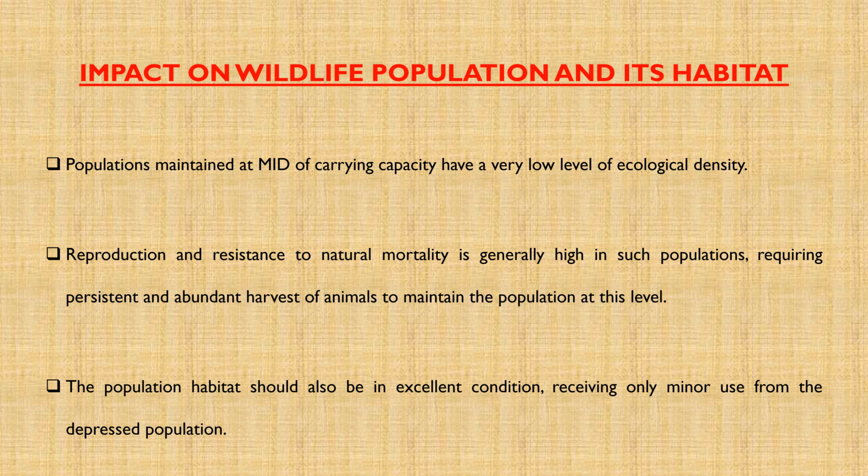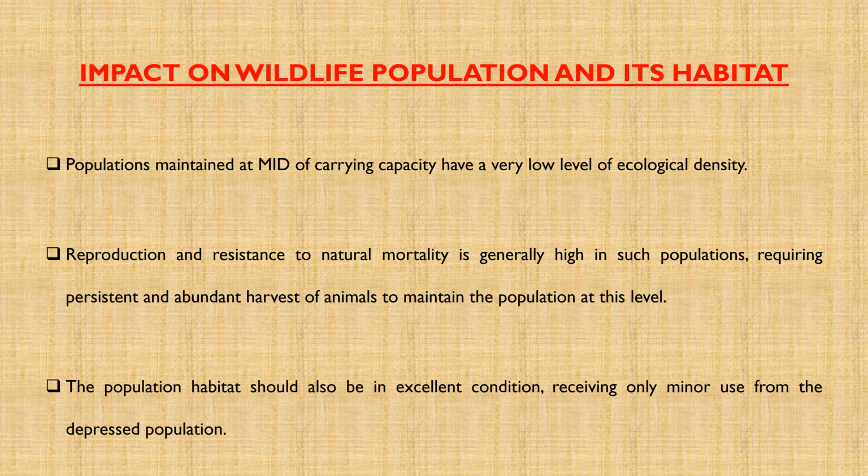Minimum impact density as a tool also exhibits some impacts on the wildlife population and its habitat. One, the populations maintained at minimum impact density of the carrying capacity have a very low level of ecological density. Two, the reproduction and resistance to natural mortality is generally high in such populations, requiring persistent and abundant harvest of animals to maintain the population at this level.